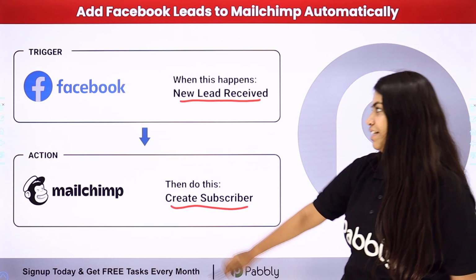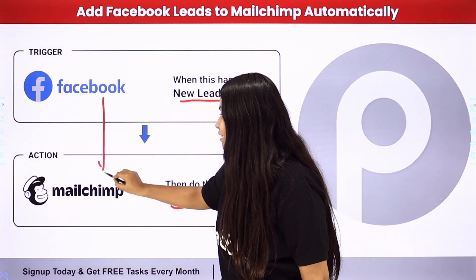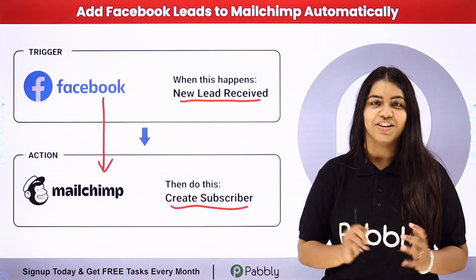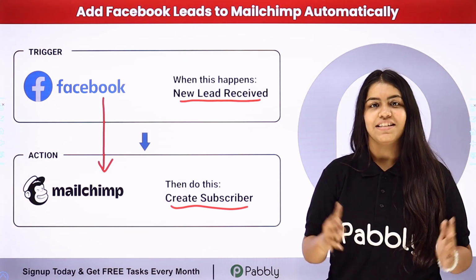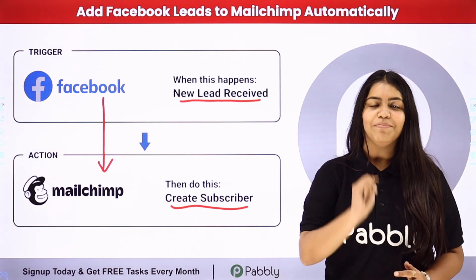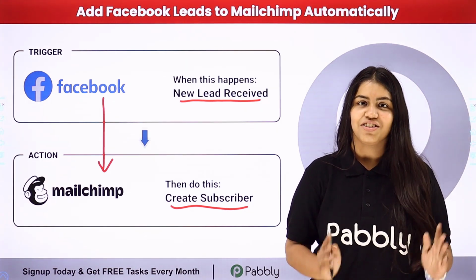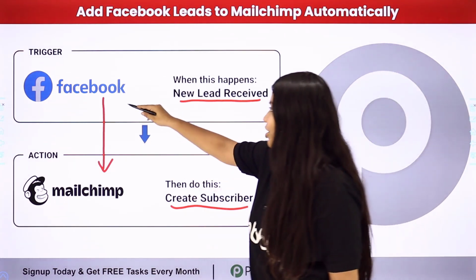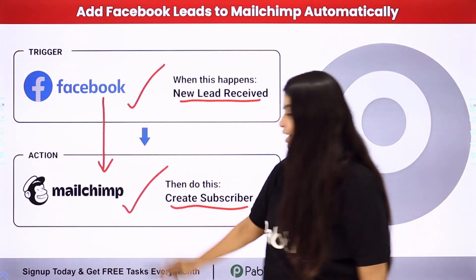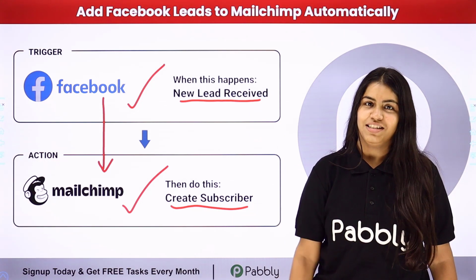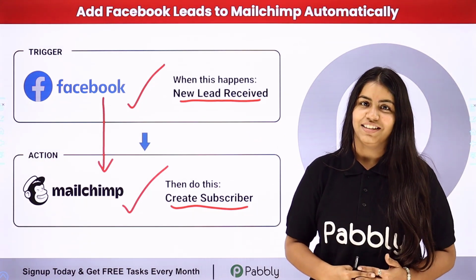For this, we are going to create an integration between Facebook lead ads and Mailchimp. To create this integration, we are going to use Pabbly Connect. It is an amazing automation software. In Pabbly, we have the concept of trigger and action. So for trigger, we are going to use Facebook lead ads, and for action, we are using Mailchimp. If you want to learn this process step by step, follow me through the screen.